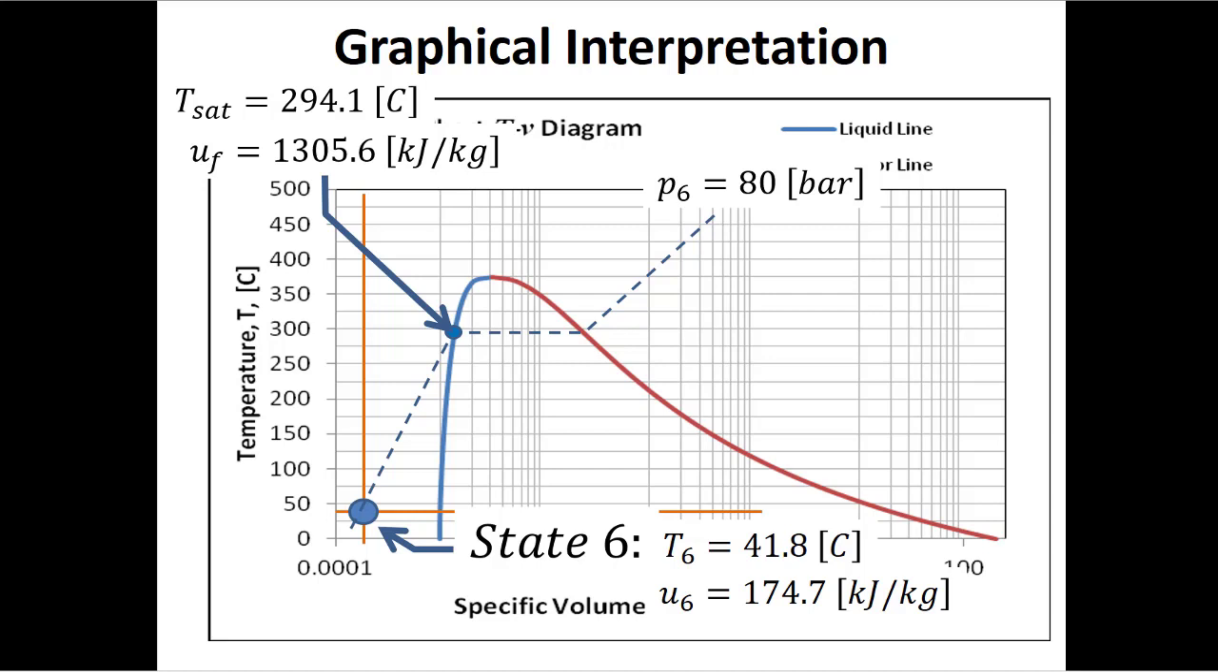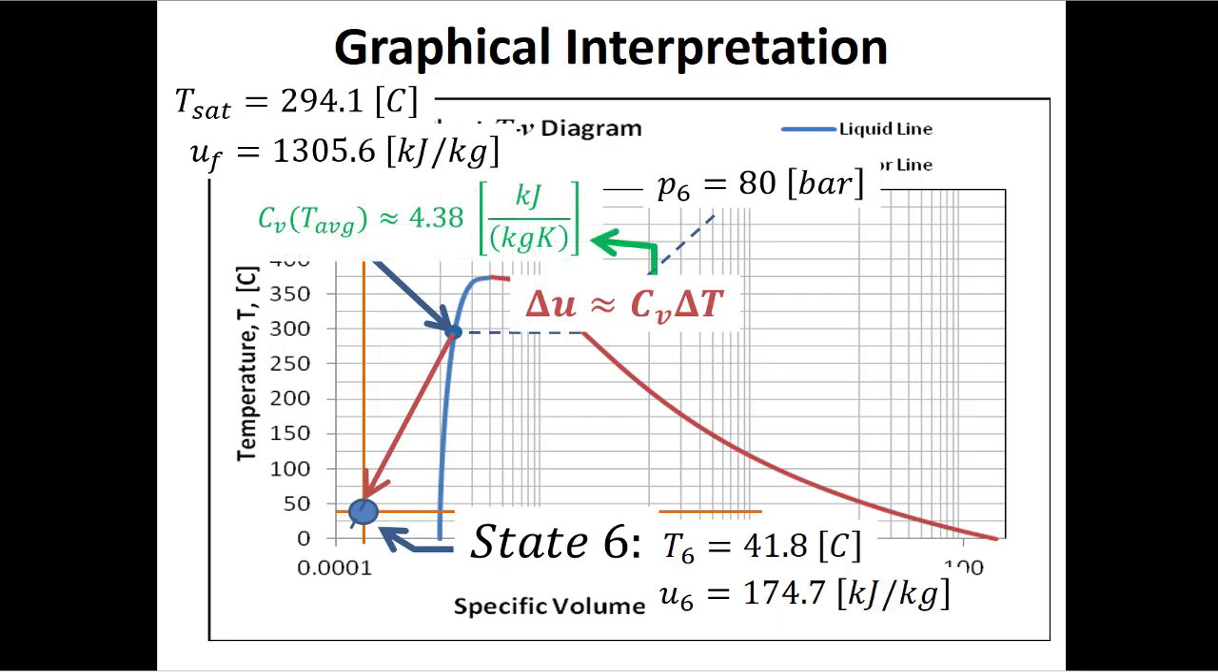Now, I can also find the saturated liquid specific internal energy, and that's 1,356. So I could use this new equation that I have, that the change in specific internal energy is equal to Cv multiplied by delta T. I look up Cv, and in this case, it's 4.38 kilojoules per kilogram degree Kelvin.